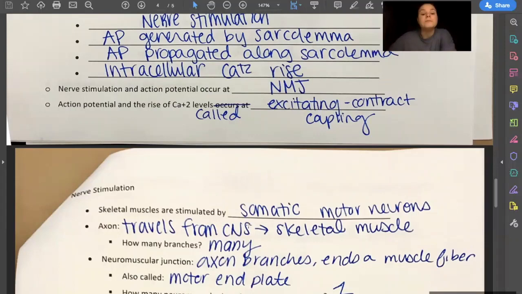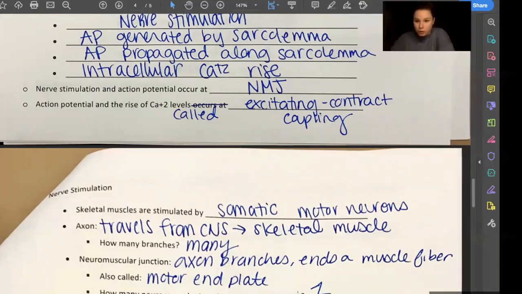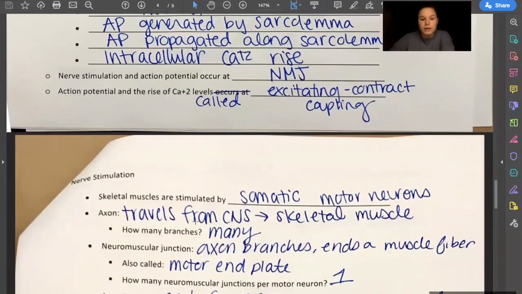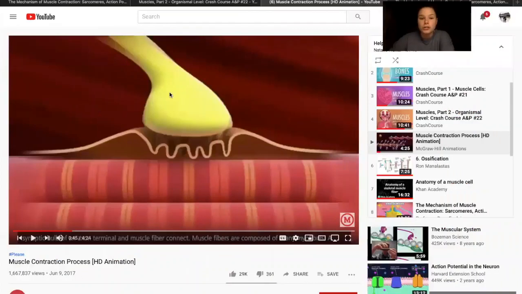Okay. So how many neuromuscular junctions are per motor neuron? So there's one neuromuscular junction per motor neuron. So this is the neuromuscular junction. So that's saying that there's just one place where they attach, right? Each axon has one place where it attaches to the muscle. Okay. And so the axon terminal is just the end of the axon.